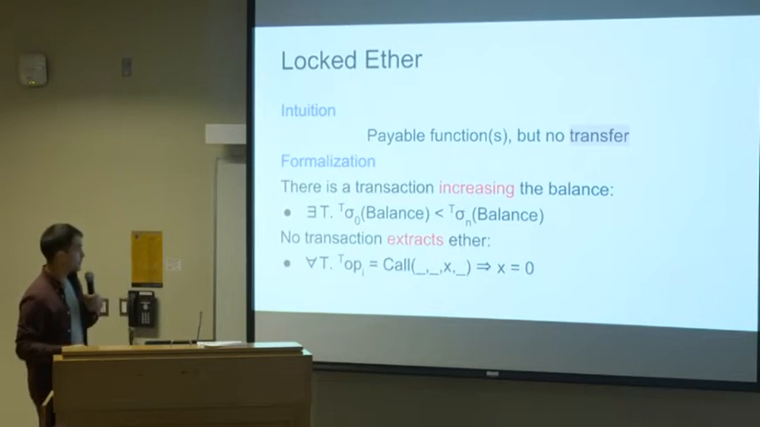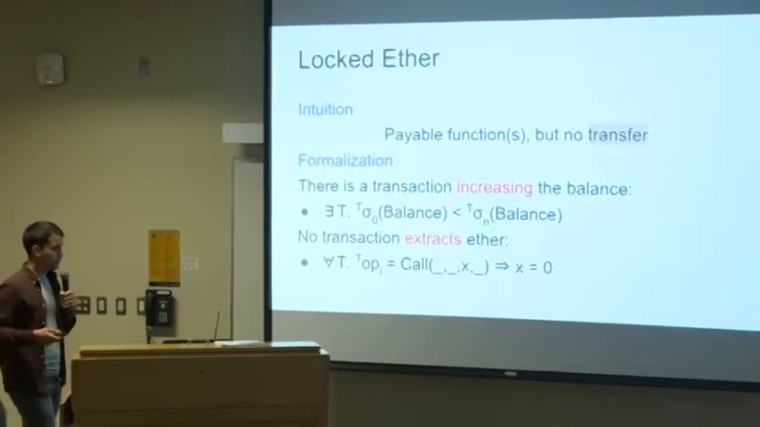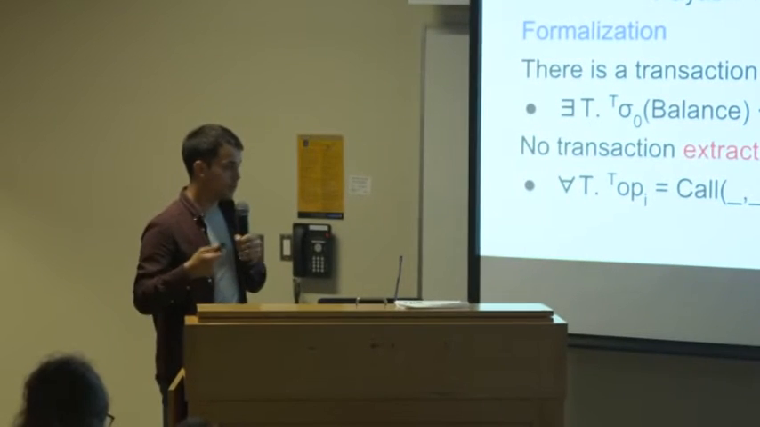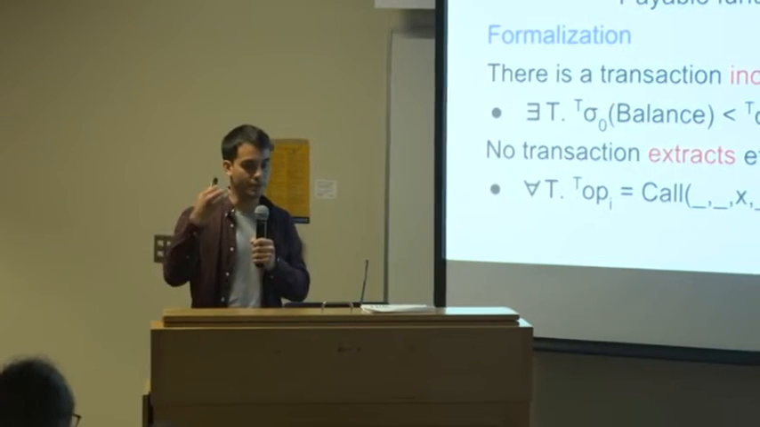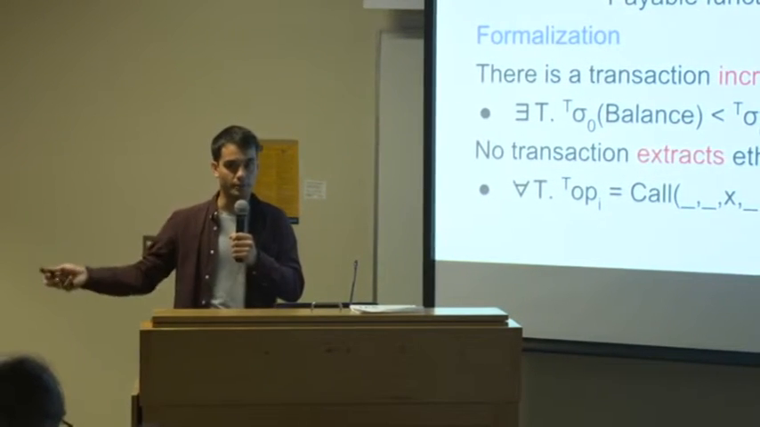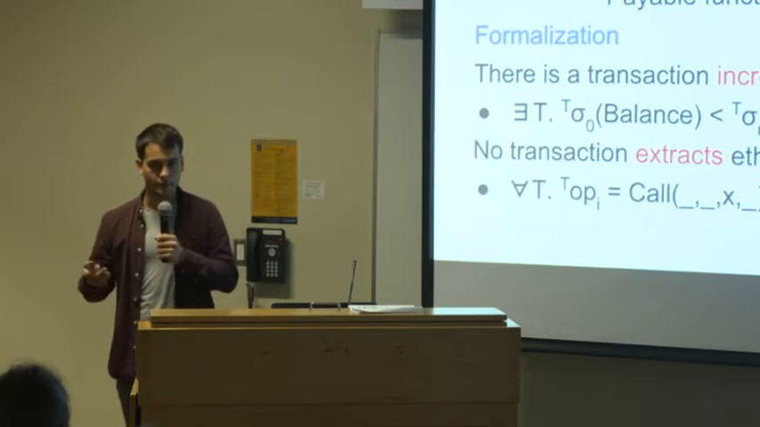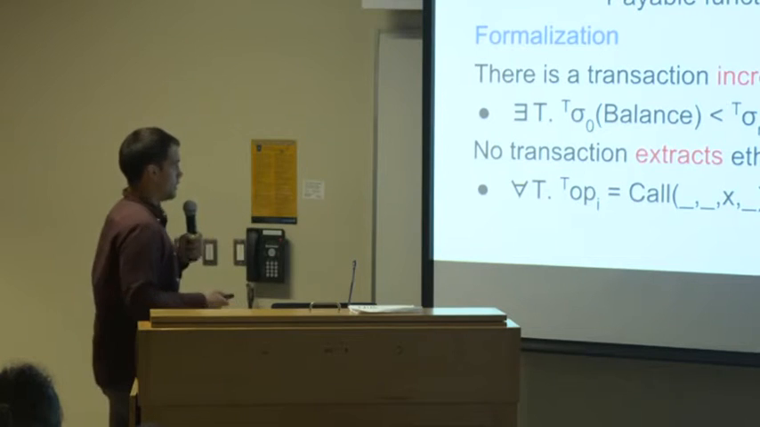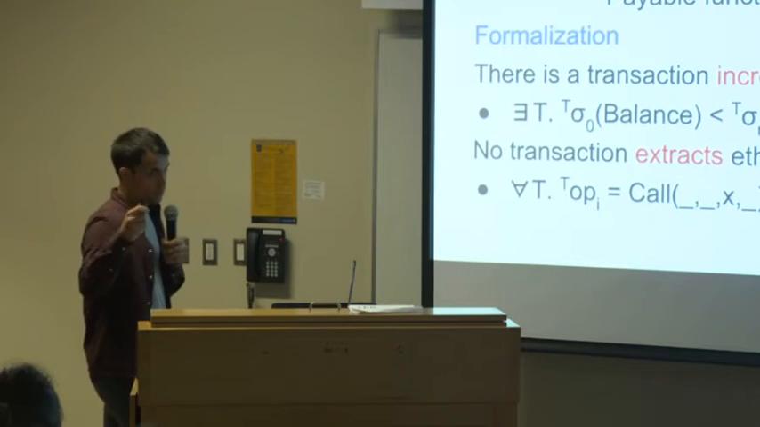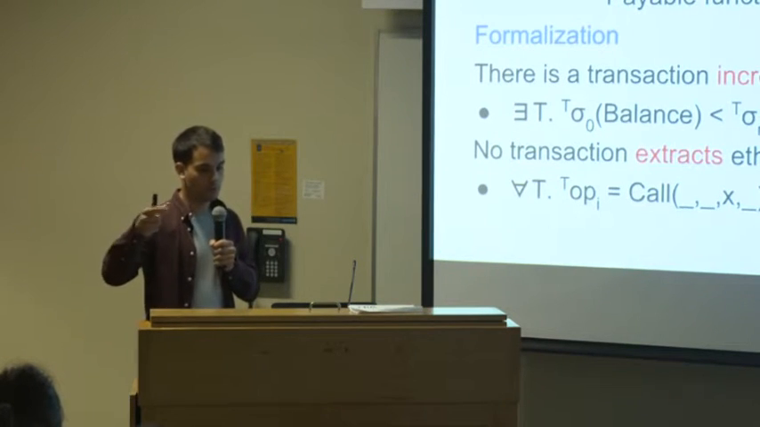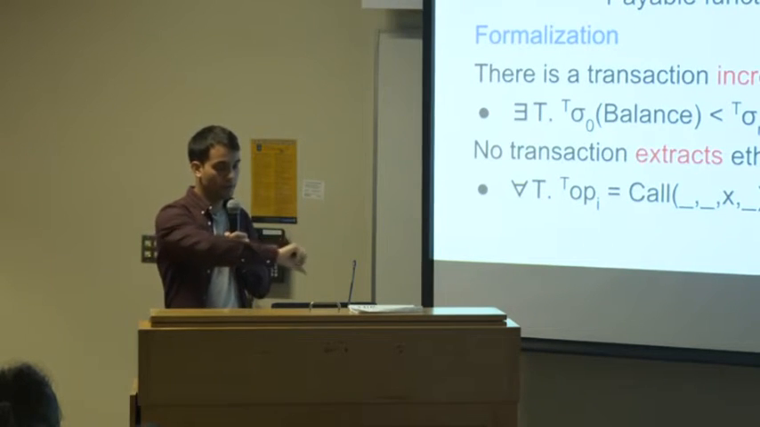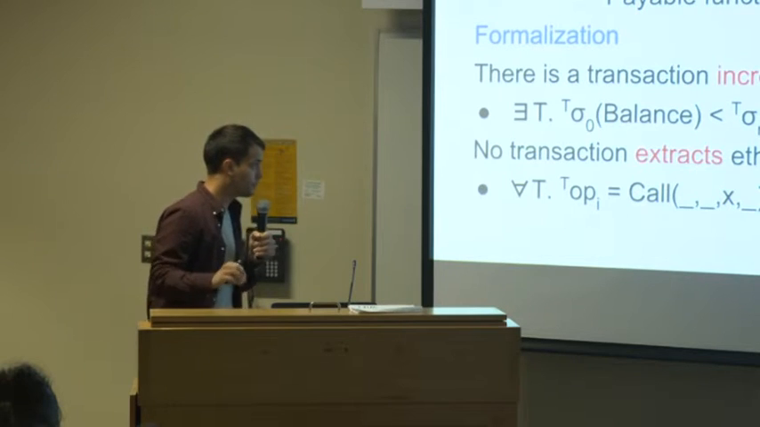Another property is that of locked ether. The reasoning behind this property is that we don't want contracts which can receive ether but cannot transfer ether, because it would mean that you have locked ether on the blockchain, which doesn't benefit anyone. So the intuition here is that you have at least one payable function, to which you can send ether, but there is no transfer from the contract, so you cannot extract ether from the contract.